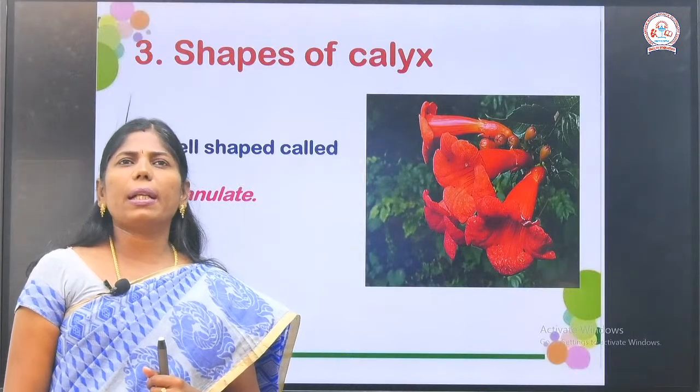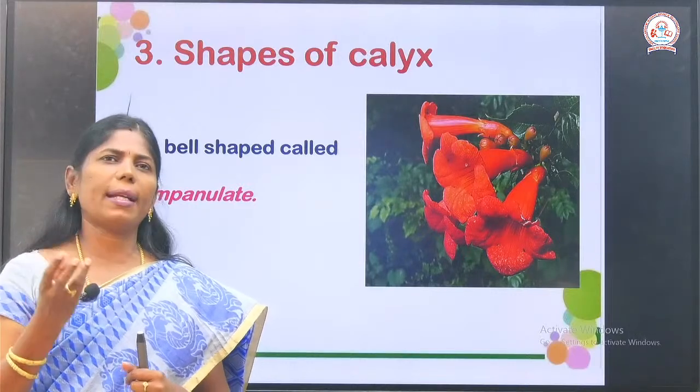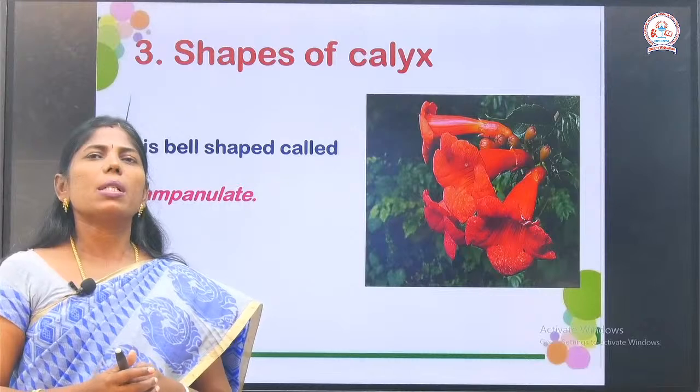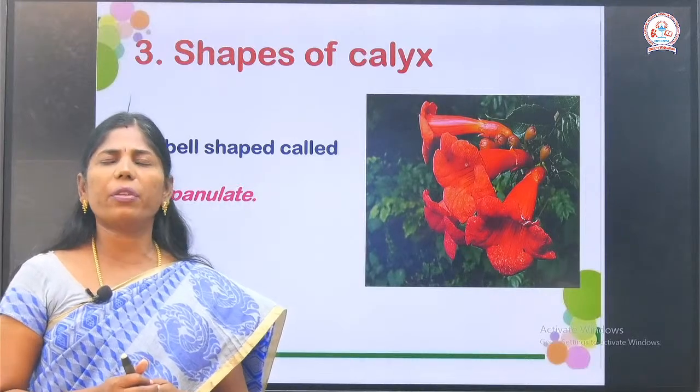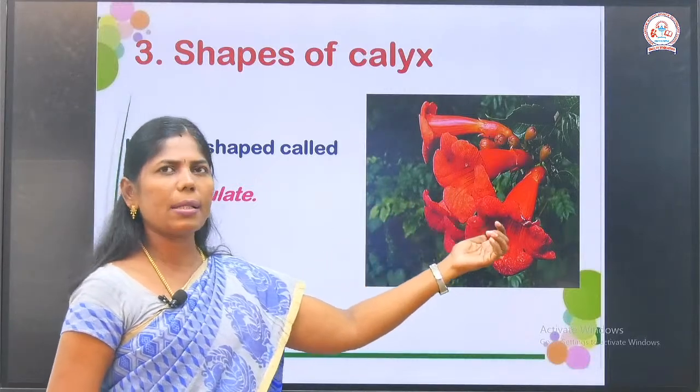Next, the shapes of the calyx. What are the shapes? Some are bell shaped, some are flattened, and some are feathery structures. The shape of the calyx varies from flower to flower. So this is a bell-shaped calyx. The calyx is bell shaped.